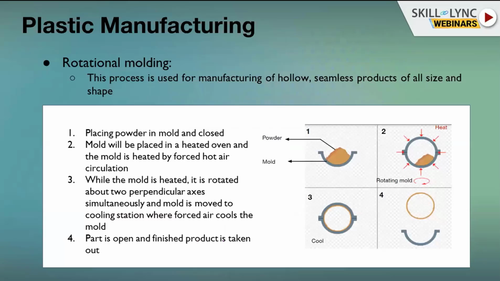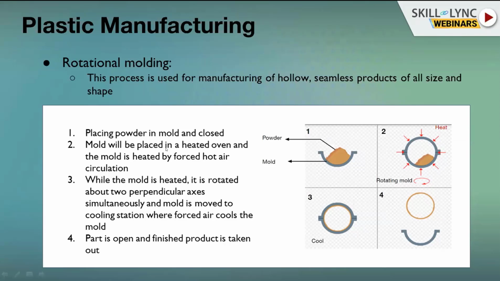The next manufacturing process is rotational molding. This process is used for manufacturing hollow, seamless products of all sizes and shapes. I will explain how this manufacturing process works. In this one, you can see the powder being placed into the mold, and the mold is closed. This is the mold where the plastic material powder is placed.